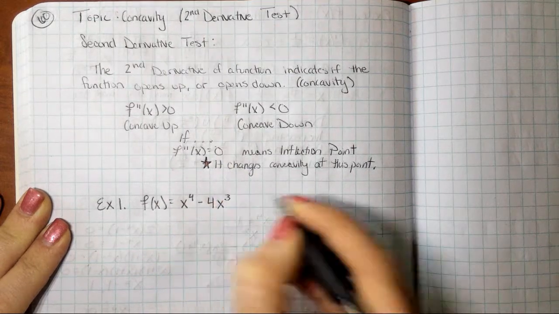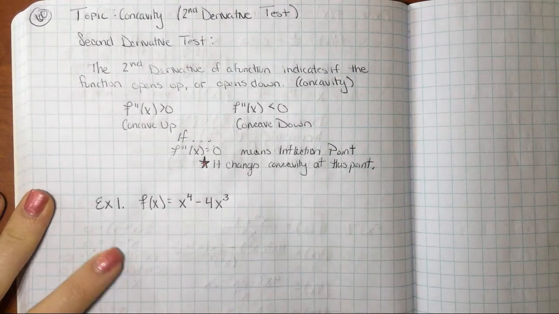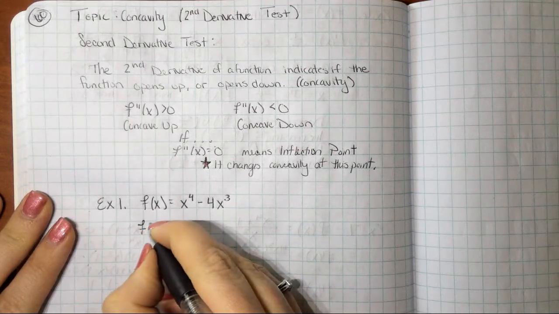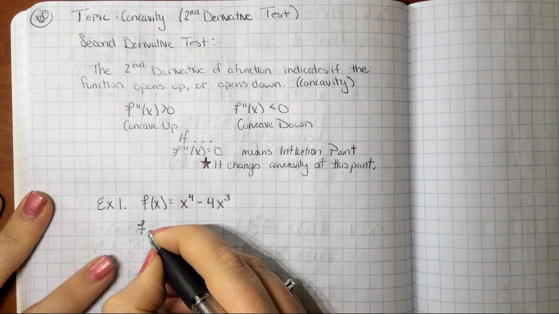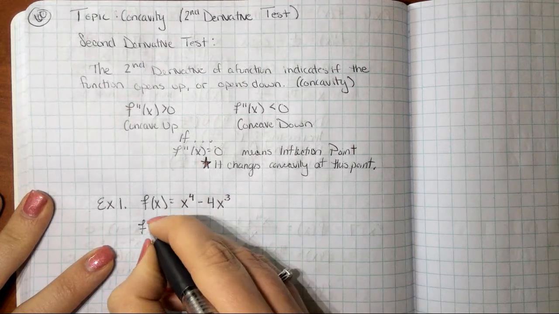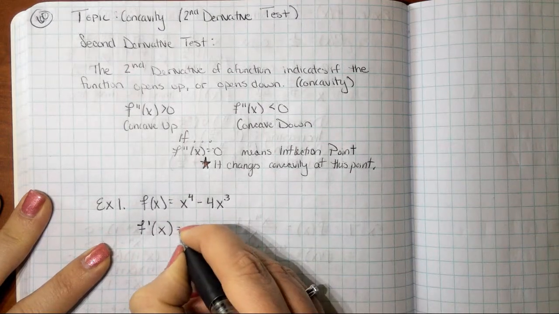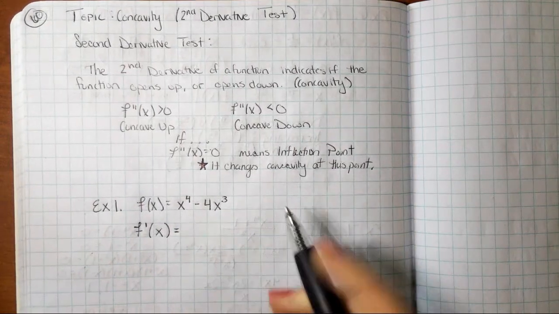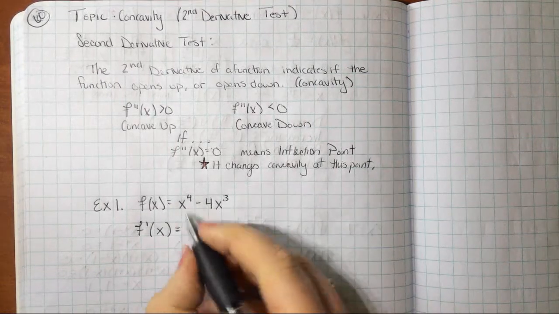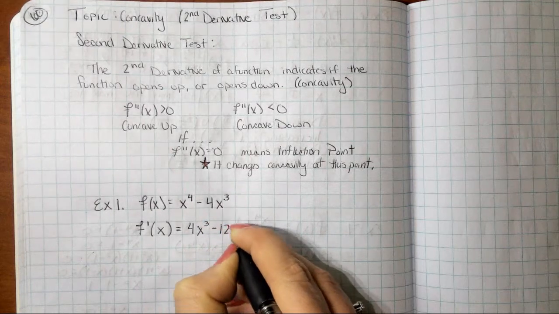4x cubed. Now, we're going to go ahead and find the first derivative, which I don't think will be a problem for us. So as I'm finding this first derivative, okay, we're just going to use the power rule. So, 4x cubed minus 12x squared.